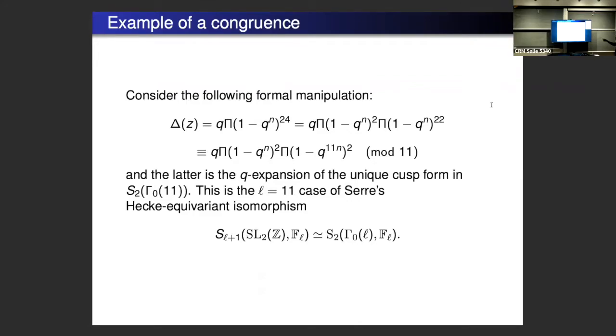And level 1, and the space of modular forms of weight 2 and gamma naught L, but mod L, everything mod L, so with F_L coefficients. Here I'm just talking about a congruence at the level of Fourier coefficients of modular forms. There's no Galois representation, right?